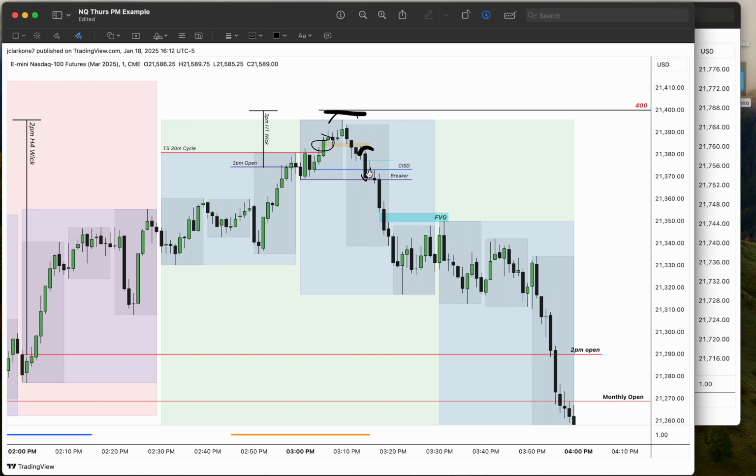I'm trying to get as many orders in as I can without overdoing it on the risk. So I want to get some orders in here at the breaker, at the change in the state of delivery, or if it taps back up into that fair value gap here, it's super tiny. Okay, then price sells off. Go ahead.